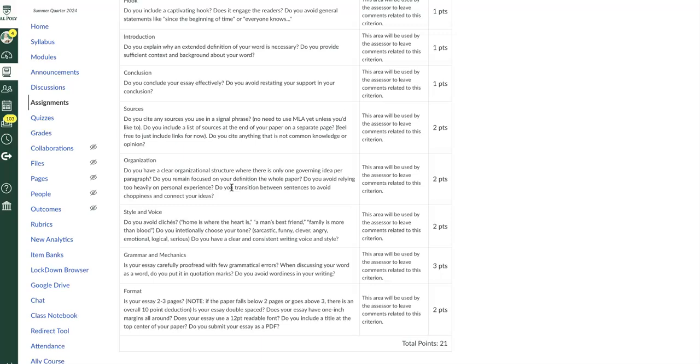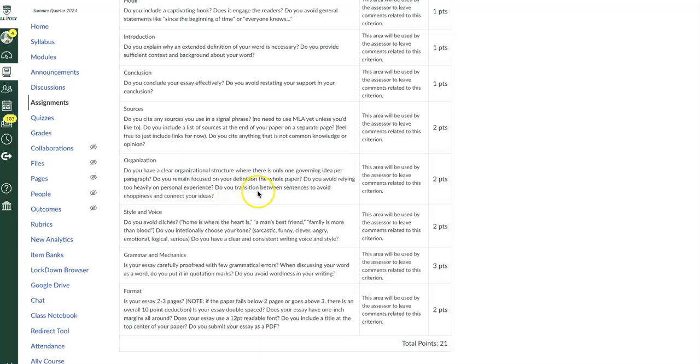Do you remain focused on your definition the whole paper? You shouldn't go on tangents in such a short paper. You should stay focused on your definition. Do you avoid relying too heavily on personal experience? It's okay to mention personal anecdotes. A good moment for that would be in your introduction or your conclusion or both. However, I want to see examples that extend beyond the scope of just you, because it can become anecdotal evidence, which is not something you want to rely too heavily on.